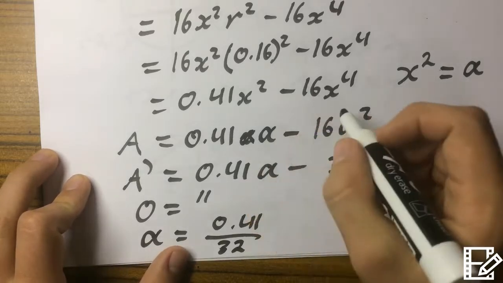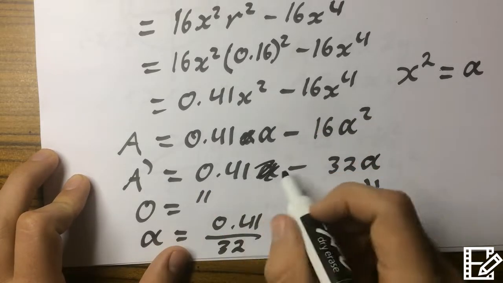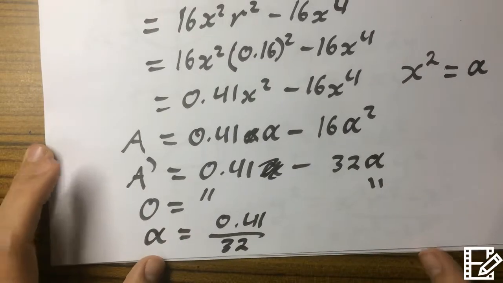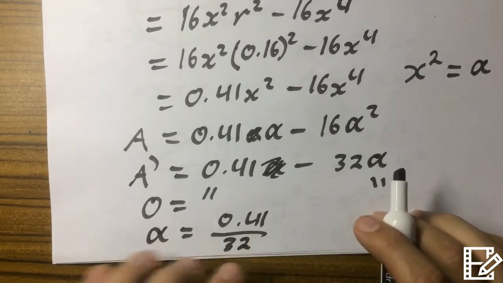Oh, what am I doing here? That isn't right. I've got to get rid of that when we find the derivative. Thanks for pointing that out. But this is what alpha equals now.